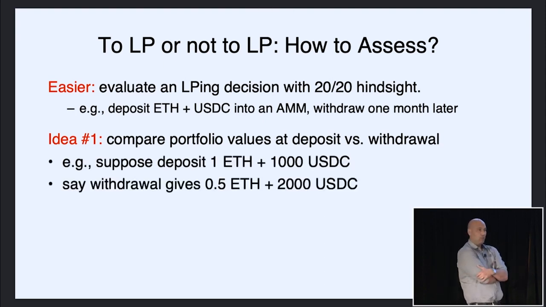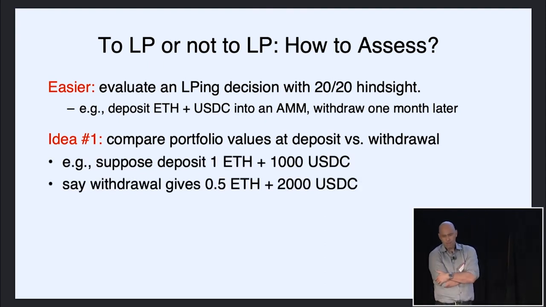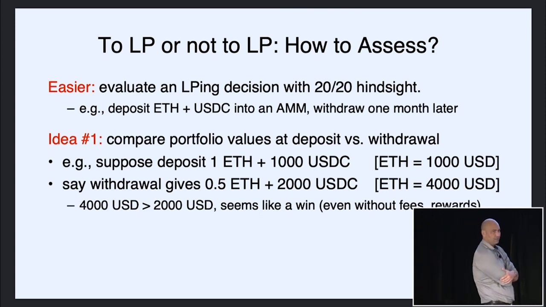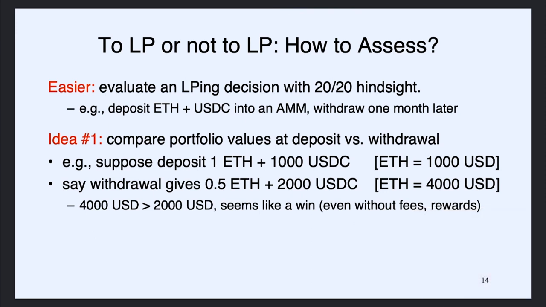For example, maybe you deposited 1 ETH and 1,000 USDC into an AMM. A month goes by, you withdraw. AMMs may give you a different mix of the assets back. So let's say you got 0.5 ETH and 2,000 USDC back. Should you be happy? Well, you can't answer this question without knowing the price of ETH. So let's say that initially, at the beginning of the month, ETH was trading at 1,000, whereas it was a really good month for ETH, and at the end of the month, it was trading for 4,000.